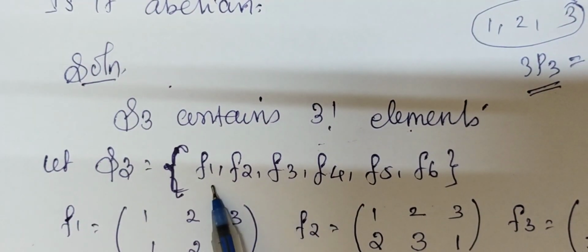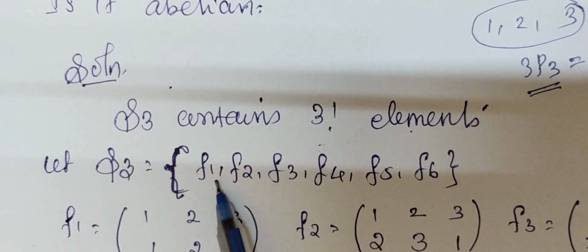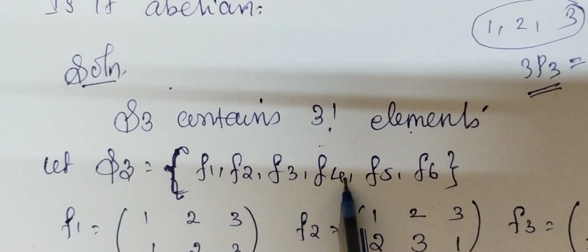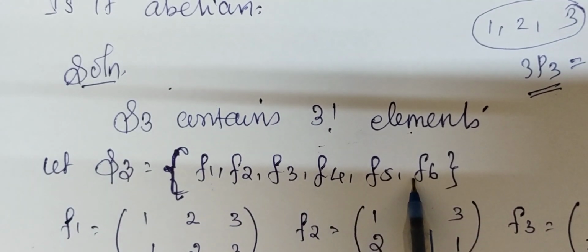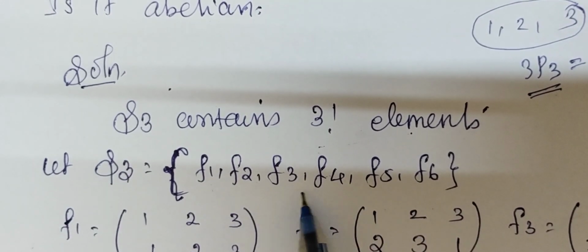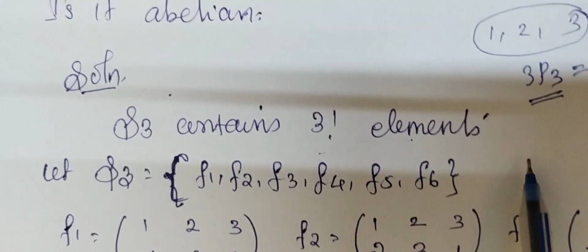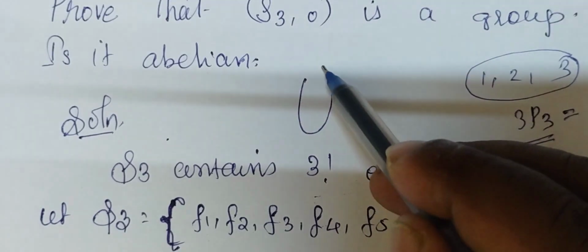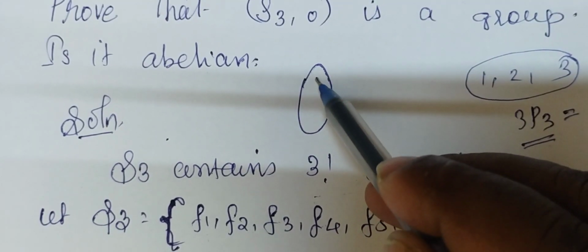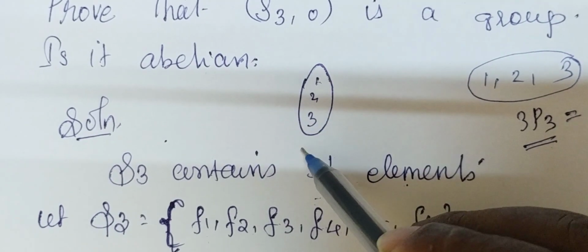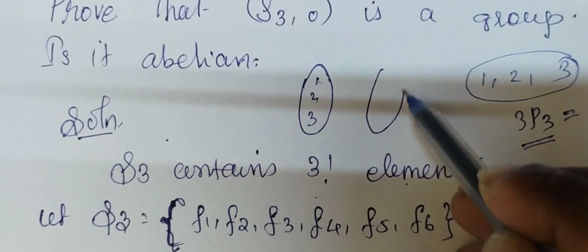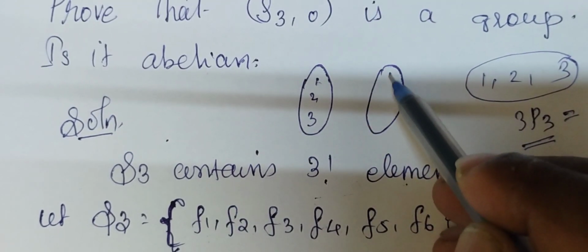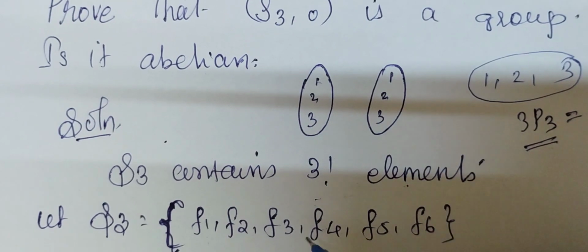So these elements can be taken as F1, F2, F3, F4, F5, F6. What is F1, what is F2, F3, etc.? So the actual meaning is this: the codomain contains the elements 1, 2, 3, and the domain is also 1, 2, 3.